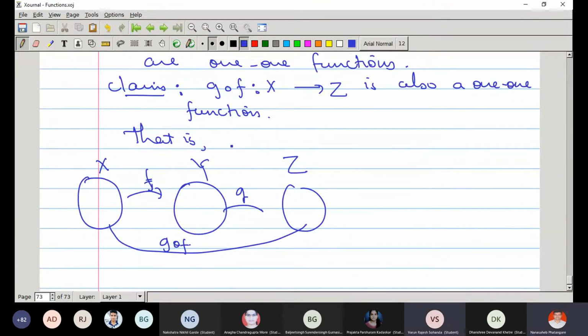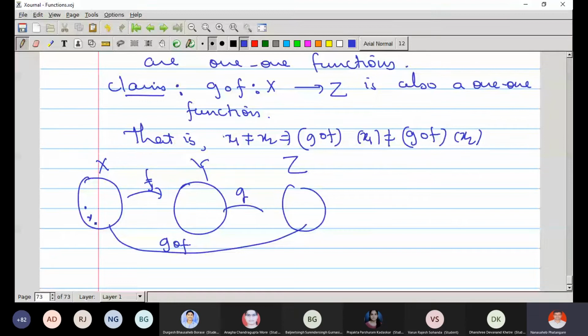No, this is the opposite of it. So that is, for all distinct x, y belonging to A, f of x does not equal f of y. So if x1 is not equal to x2, then the images G composite F of x1 is not equal to G composite F of x2. That means if you choose two distinct points in the domain of G composite F, then the corresponding images are also distinct in the codomain of G composite F. This is what we want.